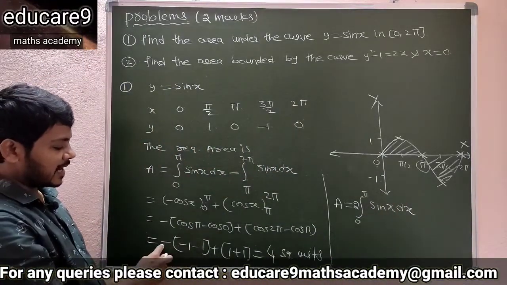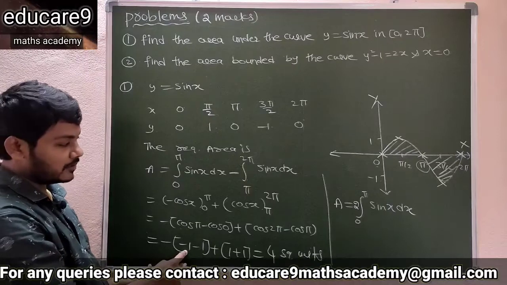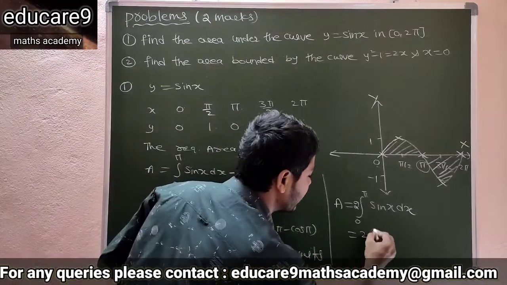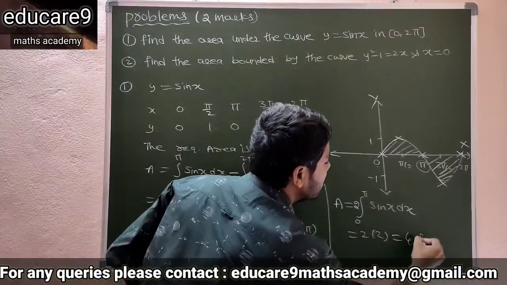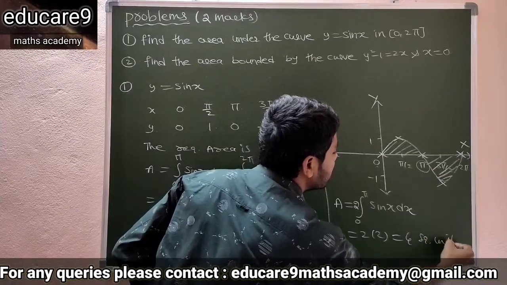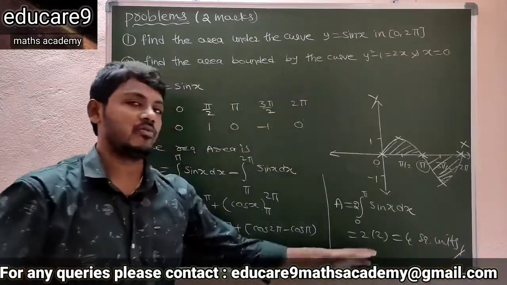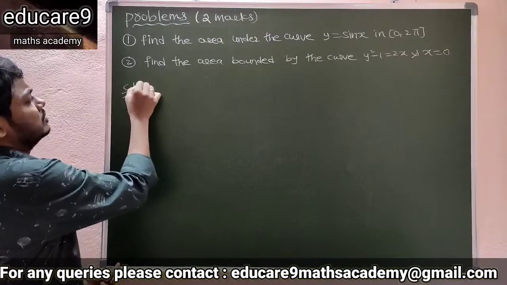What is the integration of 0 to π sin x dx? That is minus of minus 2. You will get 2. So this is 2 into 2, so 4 square units. So this is the required area. So see the next one.